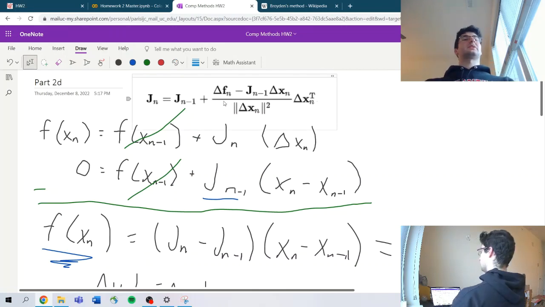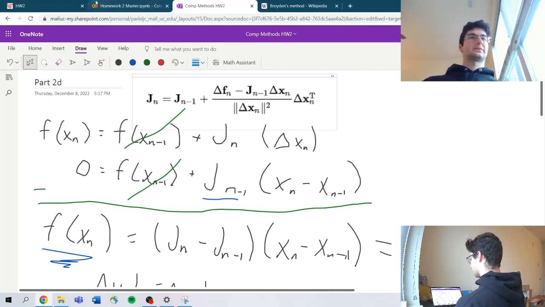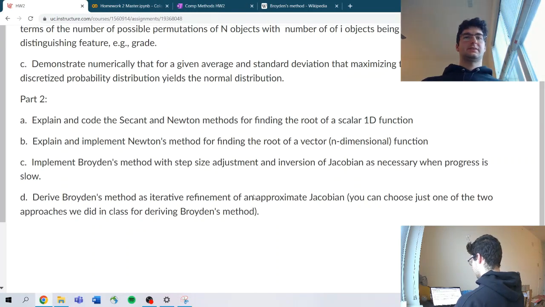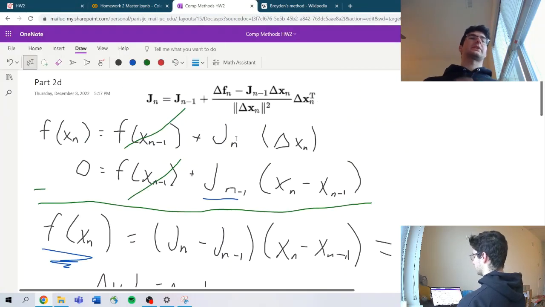So what we did is a step-by-step derivation of this equation, and this is just one approach of doing it. There are multiple ways, but this is just the one I'm going to be showing today.